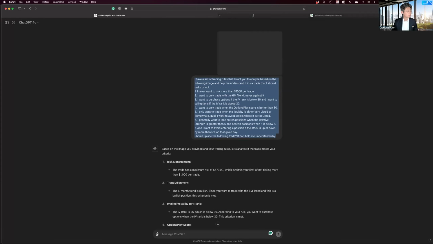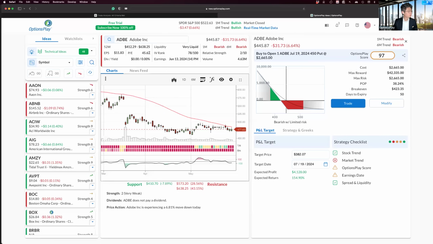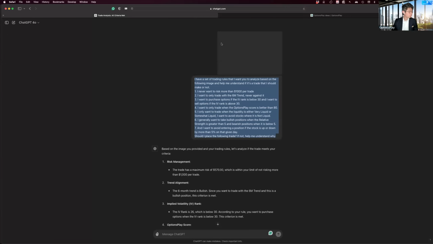Or you can just take the PE data on OptionsPlay, right? So Adobe is trading at a 45 times PE. You can use that data and say, okay, you can have PE-based rules, you can have fundamental-based rules. You might have it pull some of that data in terms of PE data, but if you can think of it, you can add it to ChatGPT.